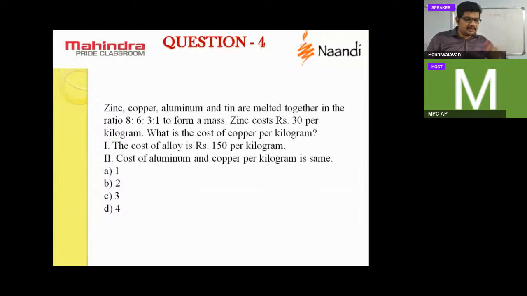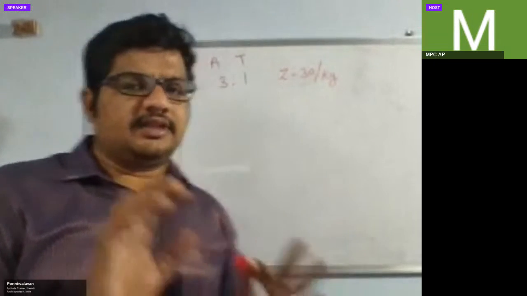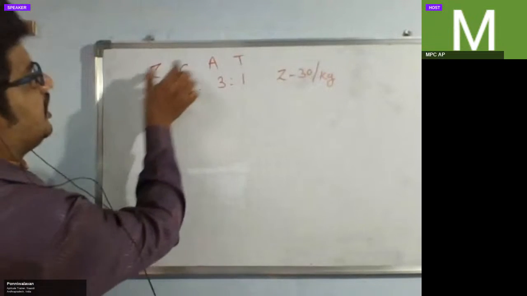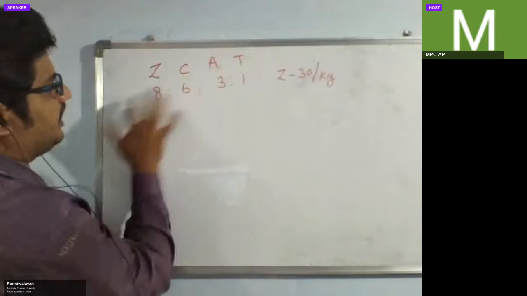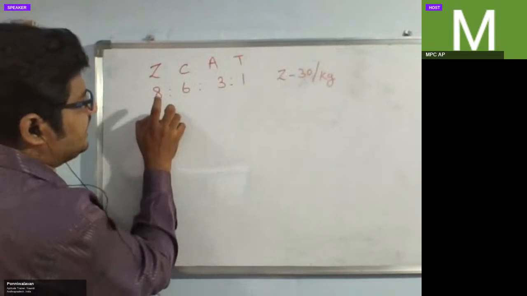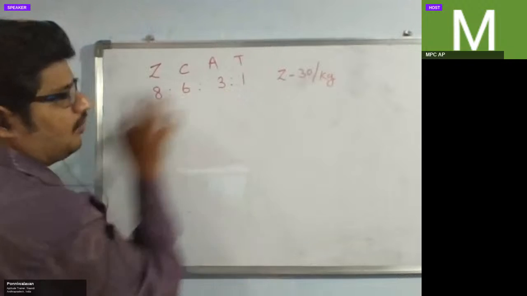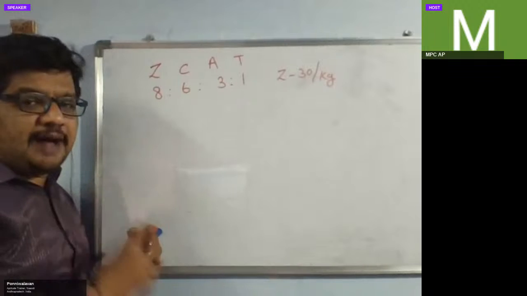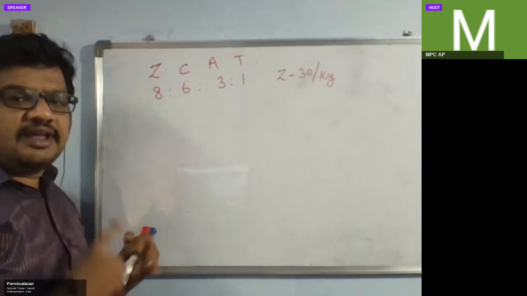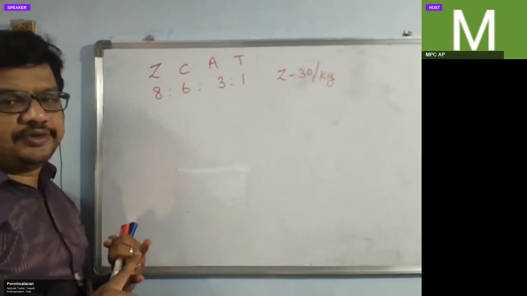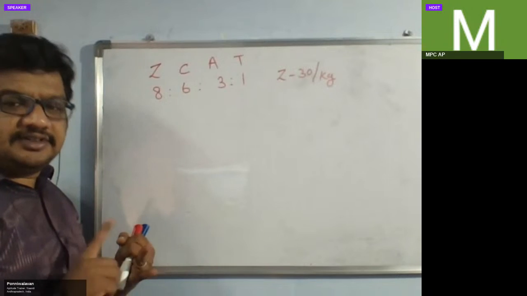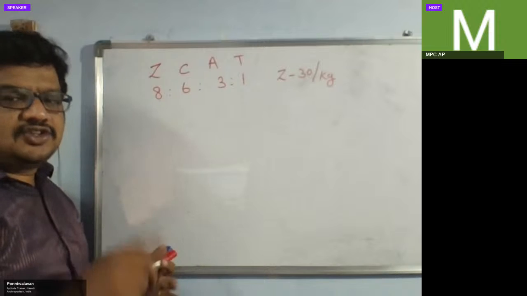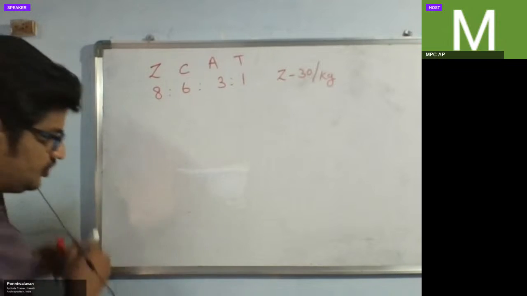Now tell me, zinc, copper, aluminum and tin are mixed in the ratio 8, 6, 3, 1. What kind of ratio is this? Weight ratio or amount ratio? First tell that. Weight ratio.